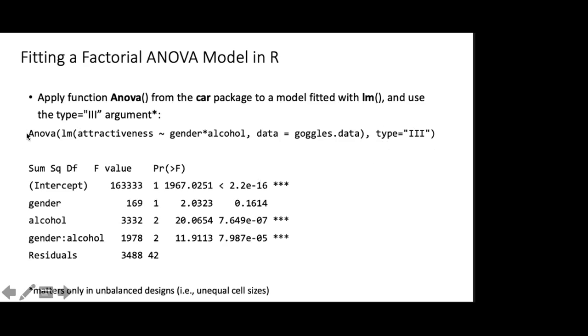Right, and then you're getting the typical ANOVA output if you use the Anova function. So here's the intercept, that's the grand mean. Then you have your effect of gender, and your main effect of alcohol, right? And these are the corresponding F values here. And then these are the sum of squares, and these are the degrees of freedom.